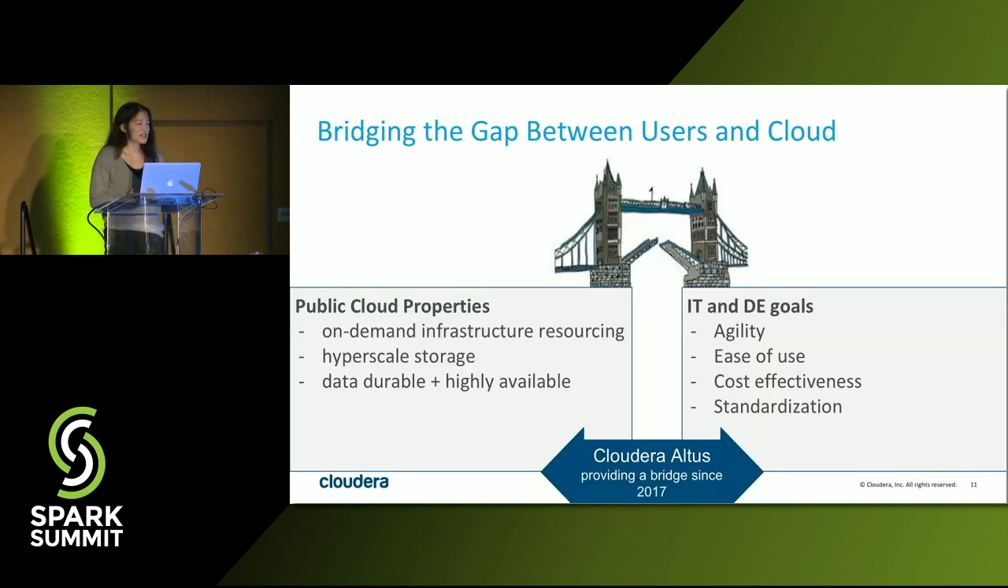And so in order to achieve these objectives, a lot of companies are saying that they want to take all of the public cloud properties, which is hyperscale data storage that has durability and high availability, and also infrastructure as a service, self-service compute capacity, and meet their different IT and data engineering goals of agility, ease of use, and cost. And so what we're doing with Cloudera Altus is basically bridging this gap between the cloud native capabilities that you get with infrastructure as a service and hyperscale cloud storage and all of the needs that are involved with data engineering as an experience.